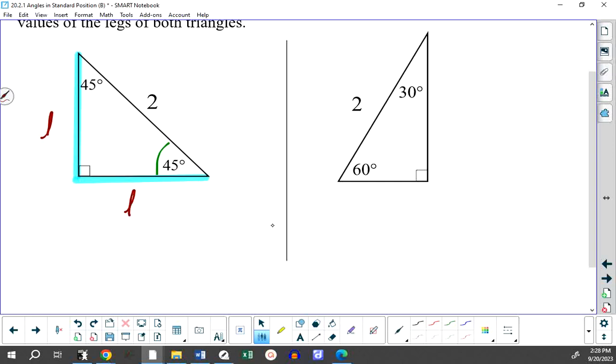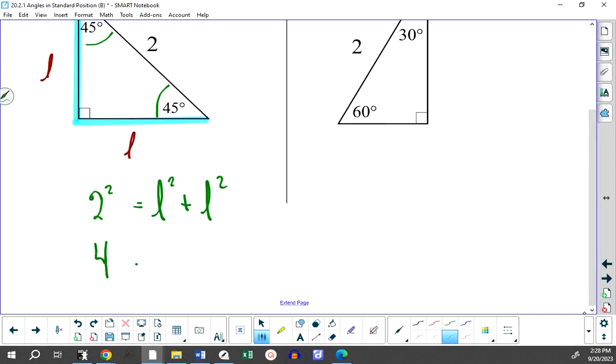Owen has recognized that since these two angles are equal, this is an isosceles triangle, which means those two highlighted sides are equal. And now I can use the Pythagorean theorem because I only have one unknown. I can write hypotenuse squared equals other side squared plus other side squared. I get 4 equals 2L squared. I mean, pizza plus pizza is 2 pizzas. L squared plus L squared is 2L squareds.